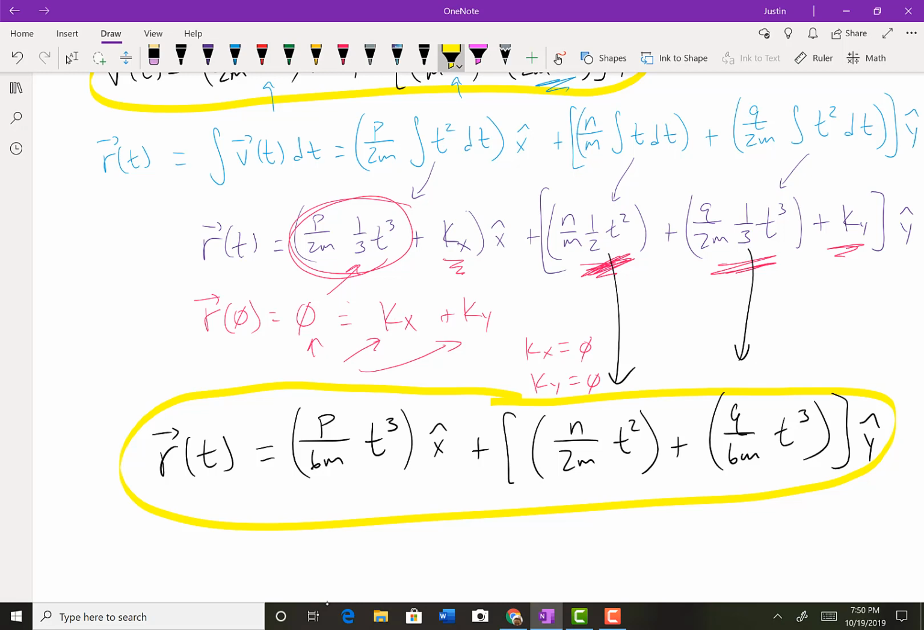Once you know to take the integral, the difficult thing, I think, is categorizing everything and making sure that everything is kept separate. But yeah, hopefully those are integrals you're able to do, and hopefully that helps.